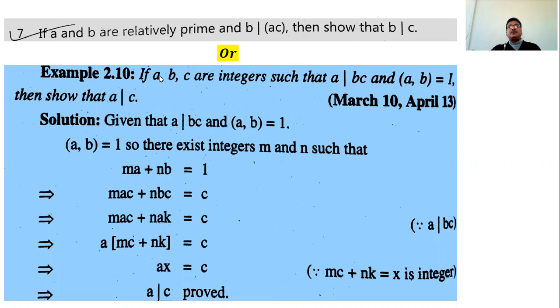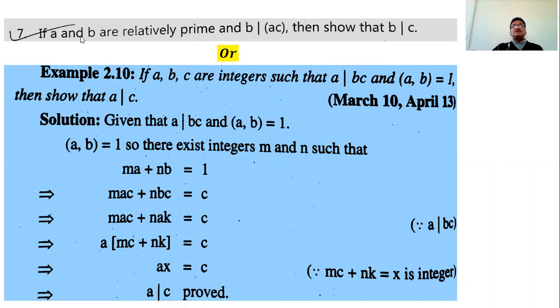So this is another form of this statement: A, B, C are integers such that A divides BC, and greatest common divisor of A and B is 1 means A and B are relatively prime. One and the same, both sentences are the same. A and B are relatively prime means the greatest common divisor of A, B is equal to 1.